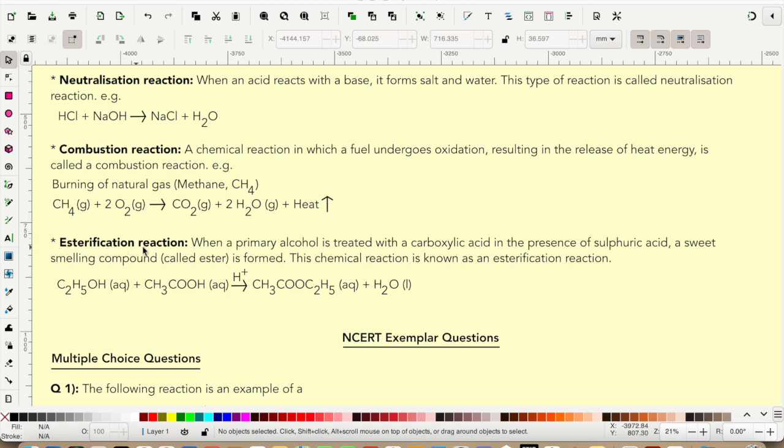Third one is esterification reaction. When a primary alcohol is treated with a carboxylic acid in the presence of sulfuric acid, a sweet smelling compound called ester is formed. This chemical reaction is known as an esterification reaction. C2H5OH plus CH3COOH in presence of sulfuric acid makes CH3COOC2H5 plus H2O. The main identification of this type of reaction is an alcohol will react with an acid.